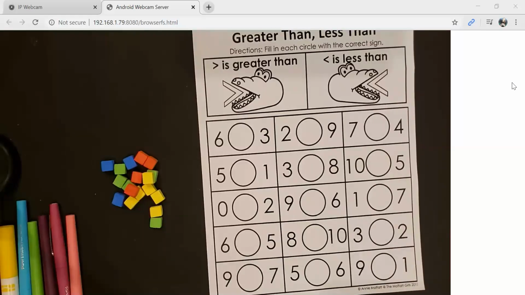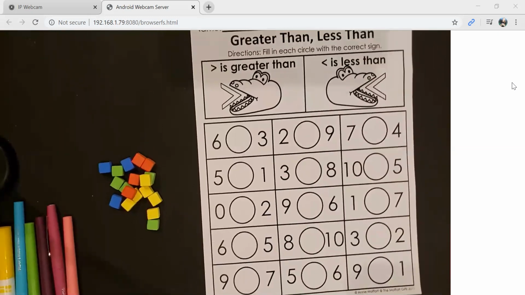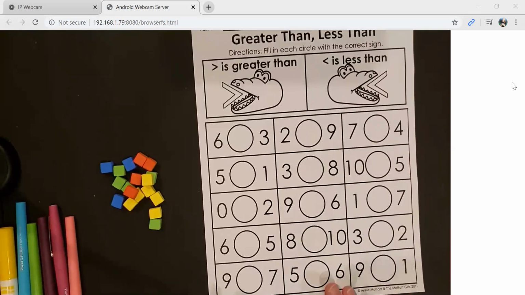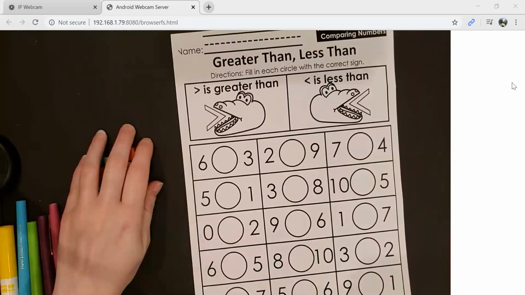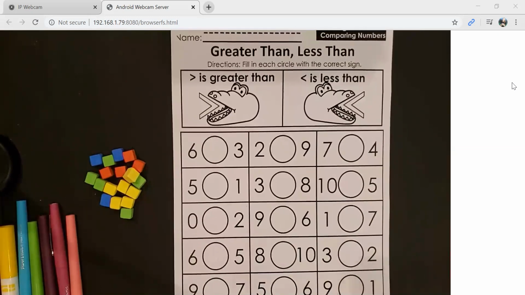Hey, kindergarten. I am hoping to film a few of our week 3 packet math pages today to explain how to do them, maybe work through them with you so that if you have any questions, you can just watch this and hopefully it'll clear it up for you.